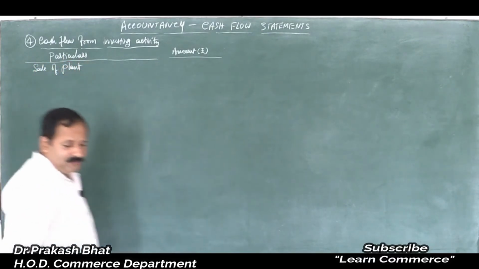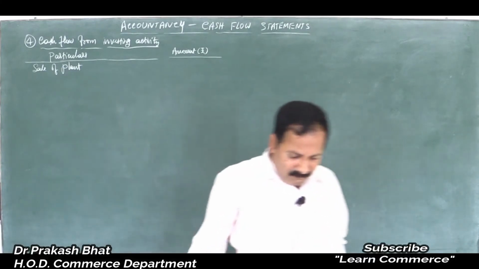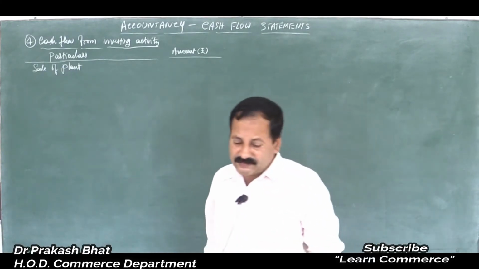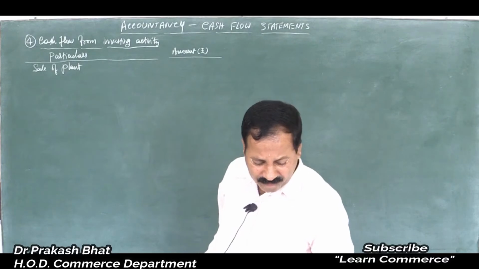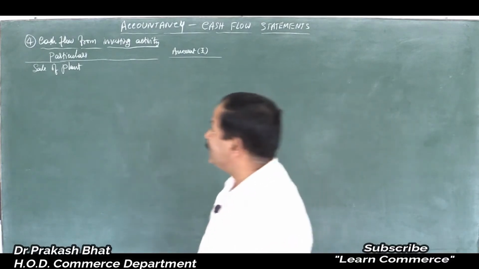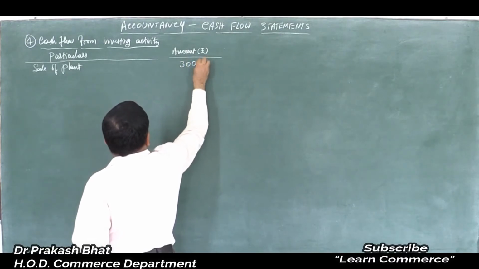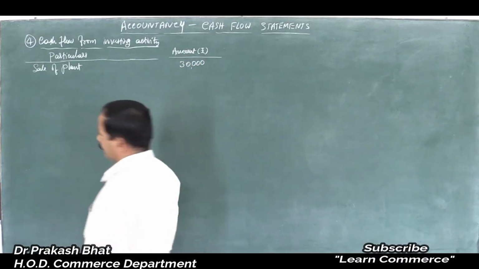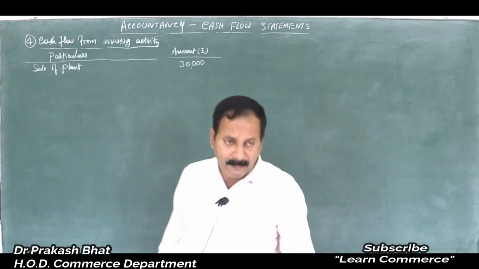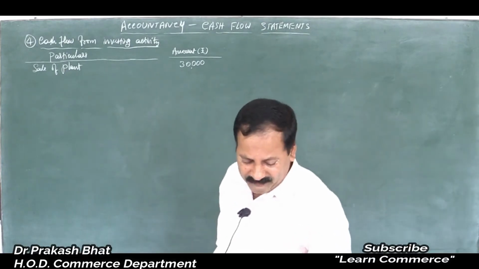Is it plant or machinery? Plant it is. Yes, it is. So sale of plant, what is the amount we got? Was sold for rupees 30,000, right? So write 30,000, that is cash inflow. If it is outflow, we will put it within the bracket, alright?